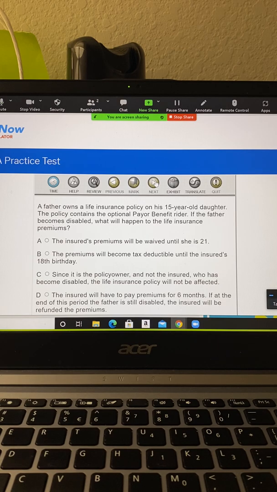A father owns a life insurance policy on his 15-year-old daughter. See, the more you read all them other questions, it gets all discombobulated. Yeah. When that thing said term or permanent, that should have been like ding, ding, ding. That's the answer. Next. A father owns a life insurance policy on his 15-year-old daughter. The policy contains optional payor benefits. So if the father becomes disabled, she ain't got to pay. All right, bam, it's A.